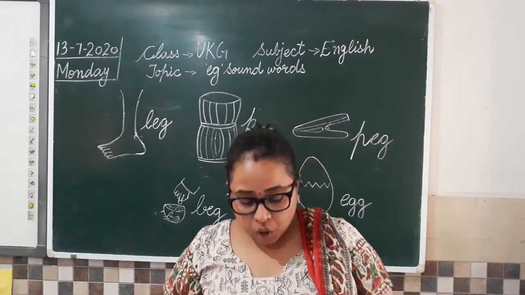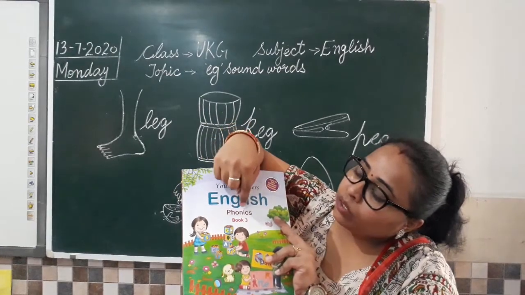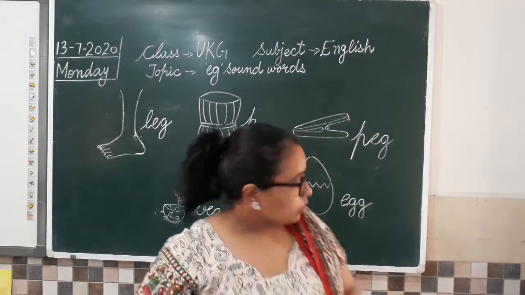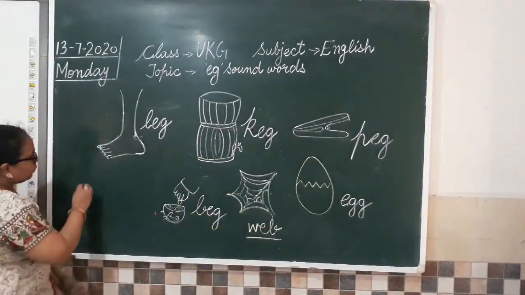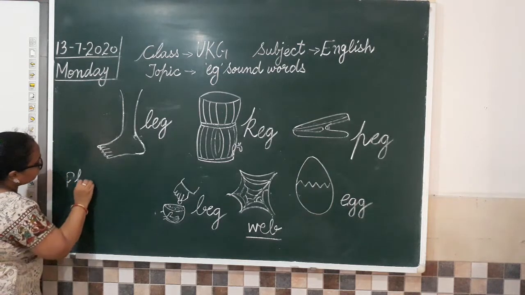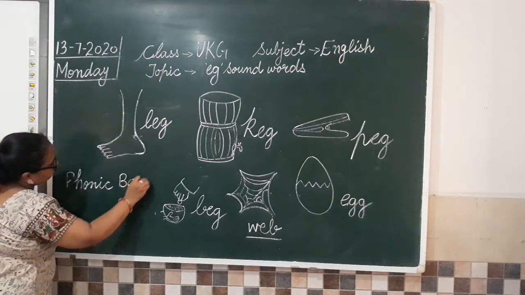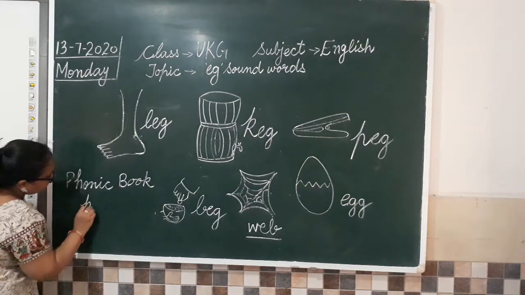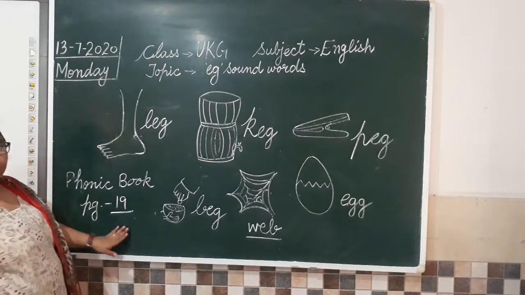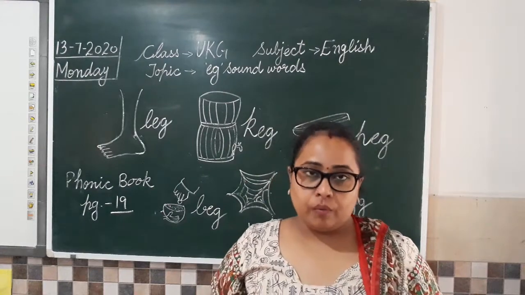Today's work. In your book, phonic book, you have to open your phonic book 3 English key. Open this book on page number 19. So when you open page number 19 in your phonic book, you will find egg sound words.